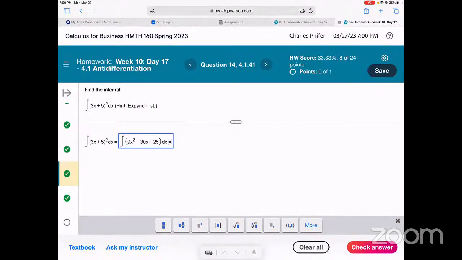Okay. So now when we go to take the integral, it's going to be x cubed over 3. So I think that gives us 3x cubed. Then 30x squared over 2 becomes 15x squared. And then plus 25x plus a constant. Let me get rid of these notes. Okay. So if you take the derivative, well, I'm just going to go with it for now.